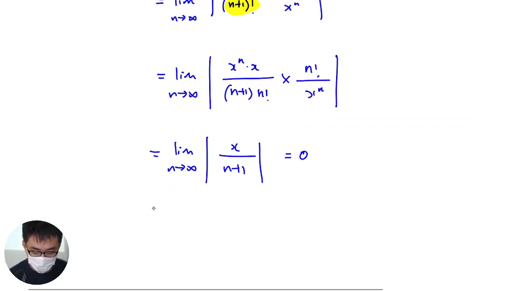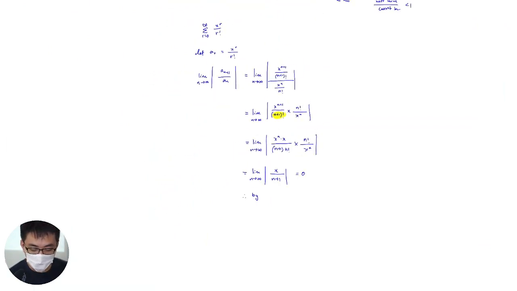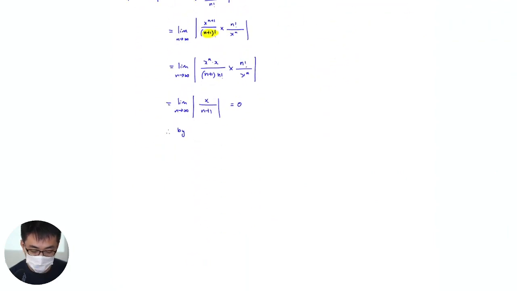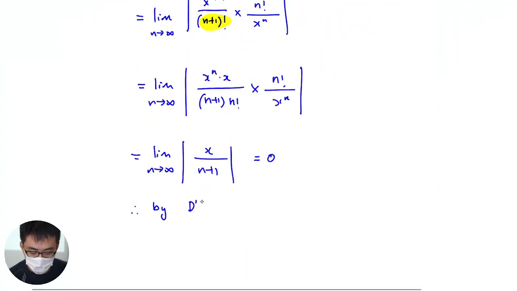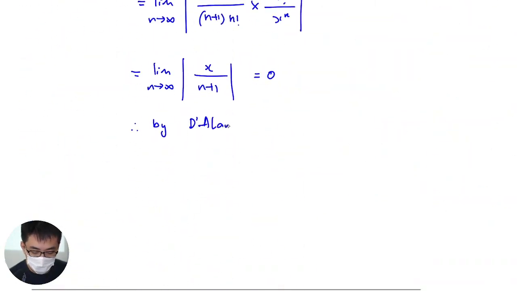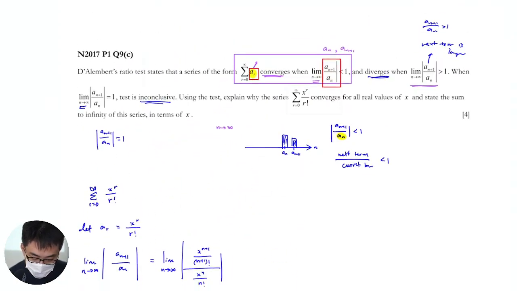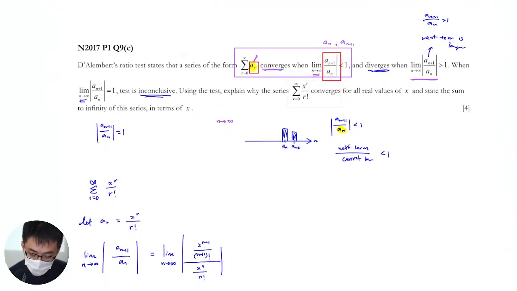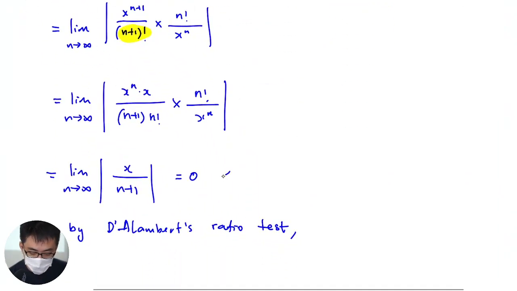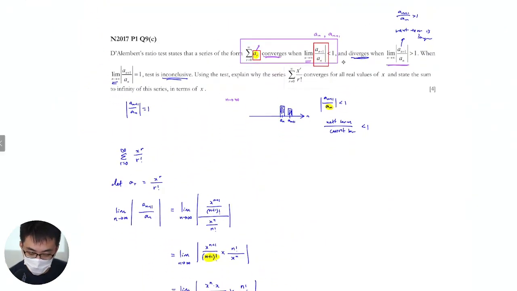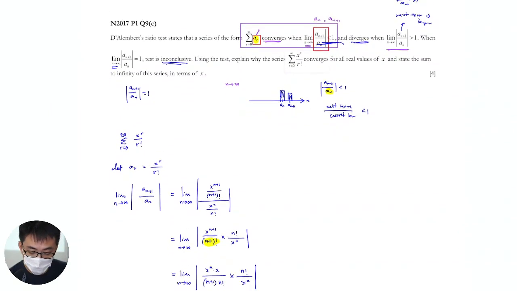So hence, by the ratio test, the limit is 0, which is less than 1. Less than 1, right? The series converges.